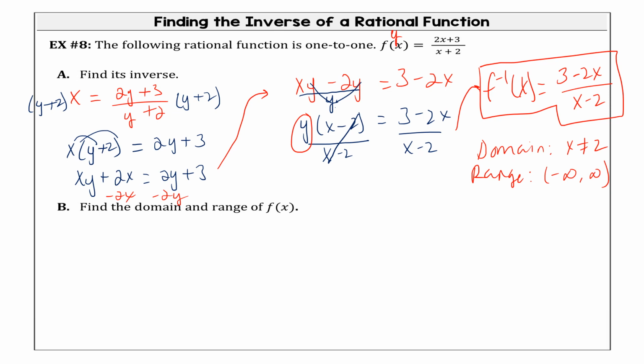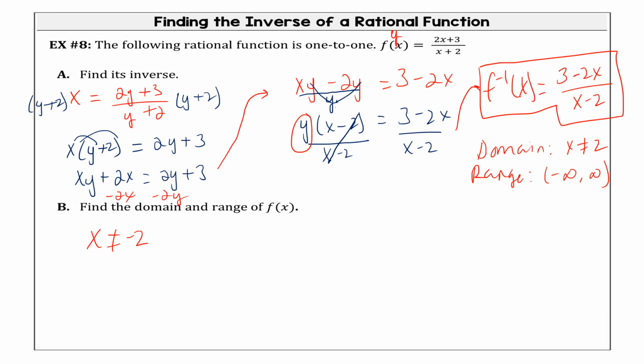Okay, so it says find the domain and range of f of x. So the domain and range of f of x, here it's negative 2, right? So I know that x cannot equal negative 2. So of the original function, we know that x cannot equal negative 2, because if I plug negative 2 in, it would make my function equal to 0 in the denominator, and that's not allowed.